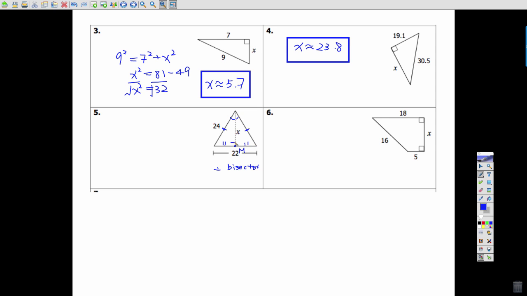So in this case, because it's a perpendicular bisector, I do have two right triangles, and X is one of the legs, and the hypotenuse is 24. So the setup should be 24 squared equals one leg, which is 11 squared, plus the other leg squared, which is X squared. If you finish calculating, you should have about 21.3.